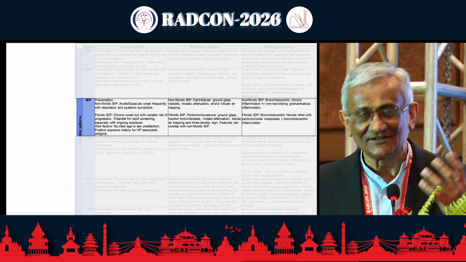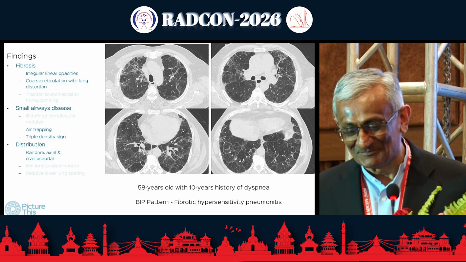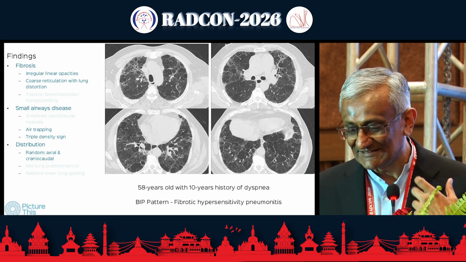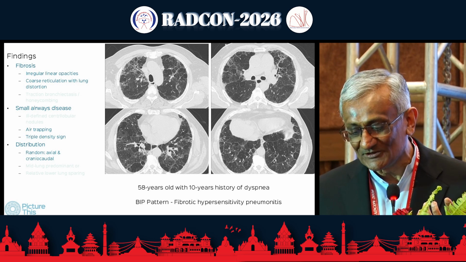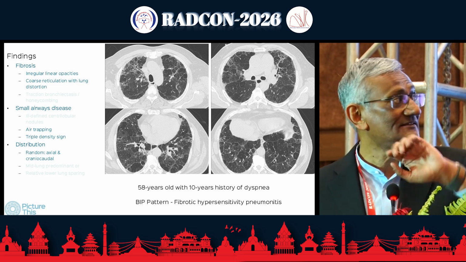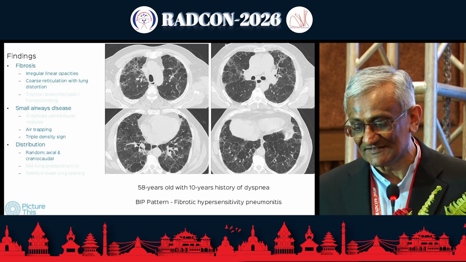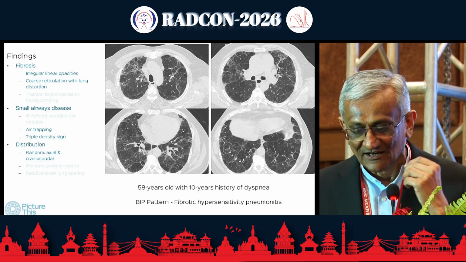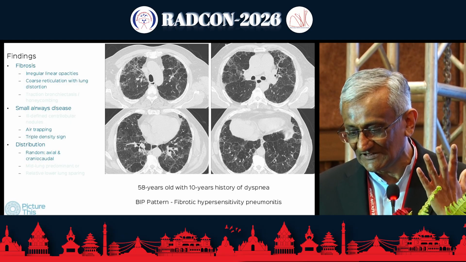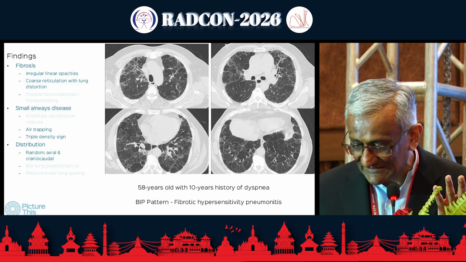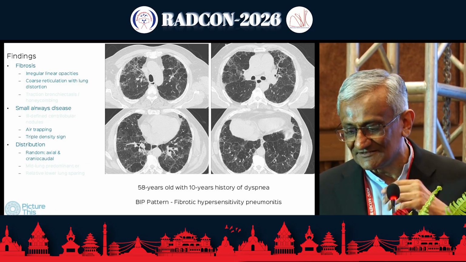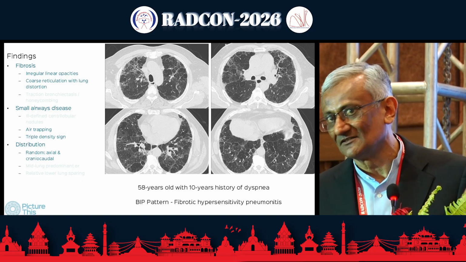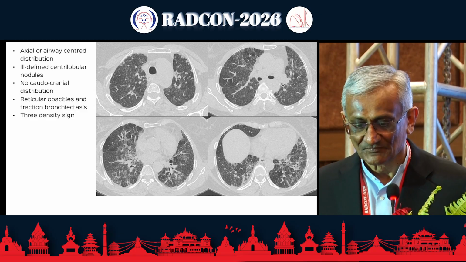So here we have another BIP pattern. So reticular opacities, axial distribution, little bit of ground glass, the 3 density sign here. All of this is your classic BIP pattern, which is suggestive of hypersensitivity pneumonitis if there is no underlying etiology. Here's another patient, ground glass from the hilum to the periphery, reticular opacities, traction bronchiectasis in some segments, and these areas of lucency, increasing whiteness and a normal lung, etc.